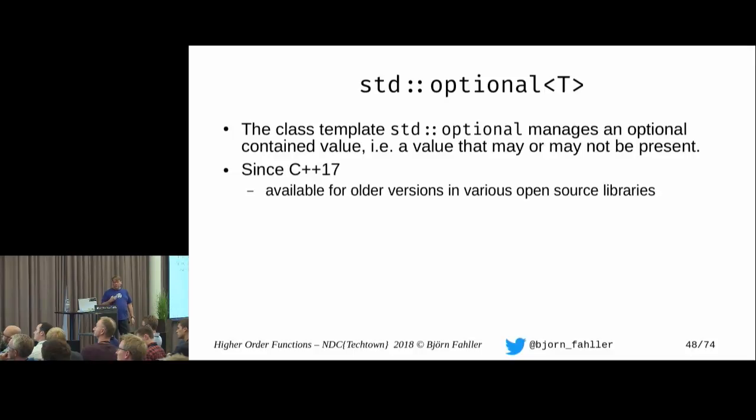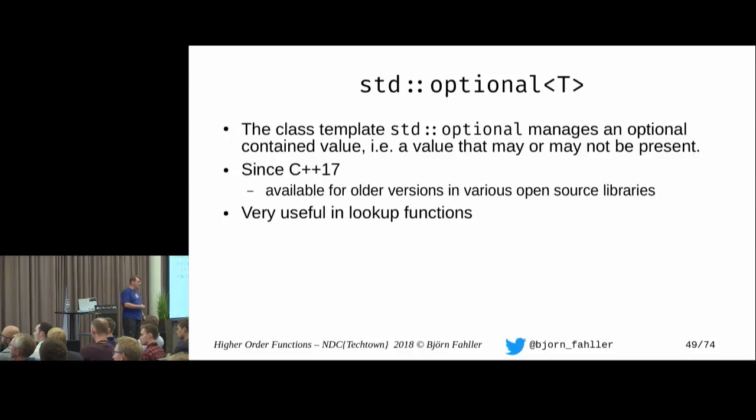So this, like I mentioned, came in C++17. There's nothing C++17-ish about it at all. You can easily write it in C++11 if you want to. And there are various open source libraries out there that implement this. This is super useful in lookup functions. Say, give me the route for this address. I say, no, sorry, don't have it. Or actually do have it.